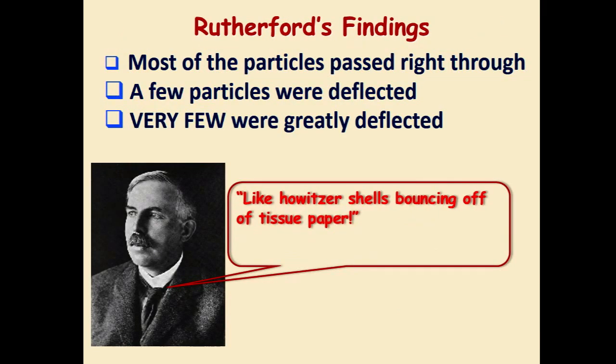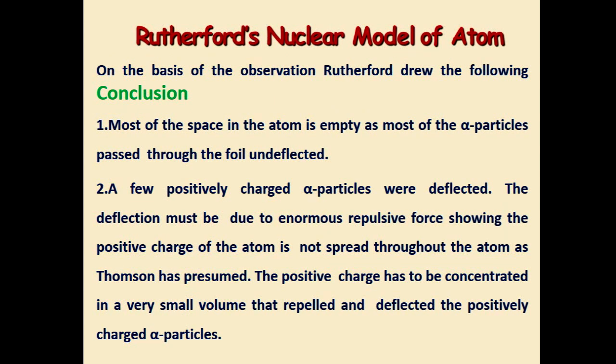Most of the alpha particles passed through the gold foil undeflected. A small fraction of the alpha particles was deflected by small angles. A very few particles, 1 in 20,000, bounced back, that is, were deflected by nearly 180 degrees. On the basis of the observation, Rutherford drew the following conclusions regarding the structure of atom.